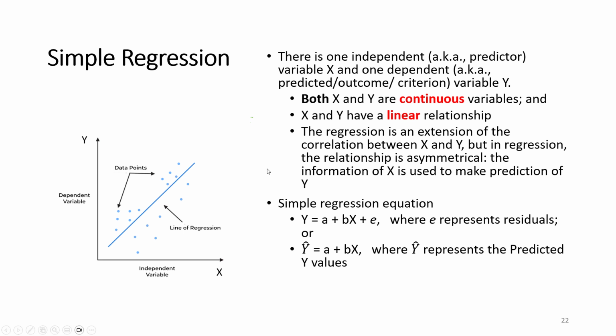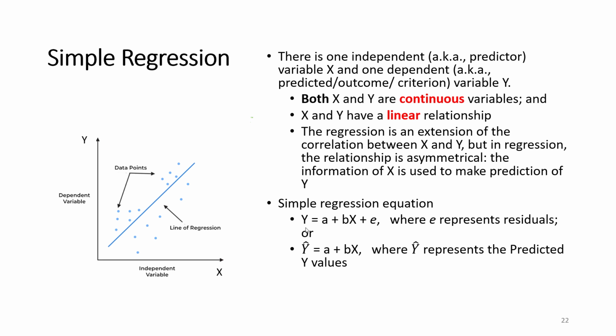Simple regression is an extension of correlation, but regression is asymmetrical. You need to base your predictions for y on the information from x. Here, y is the dependent variable and x is the independent variable.